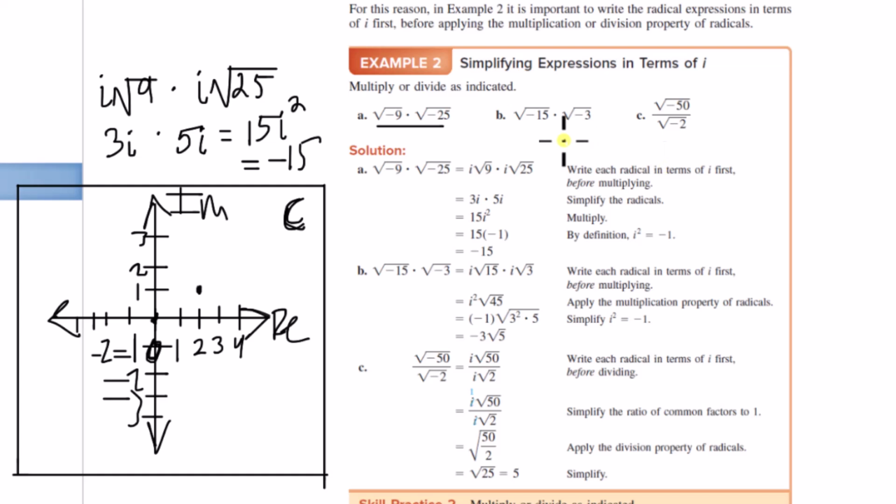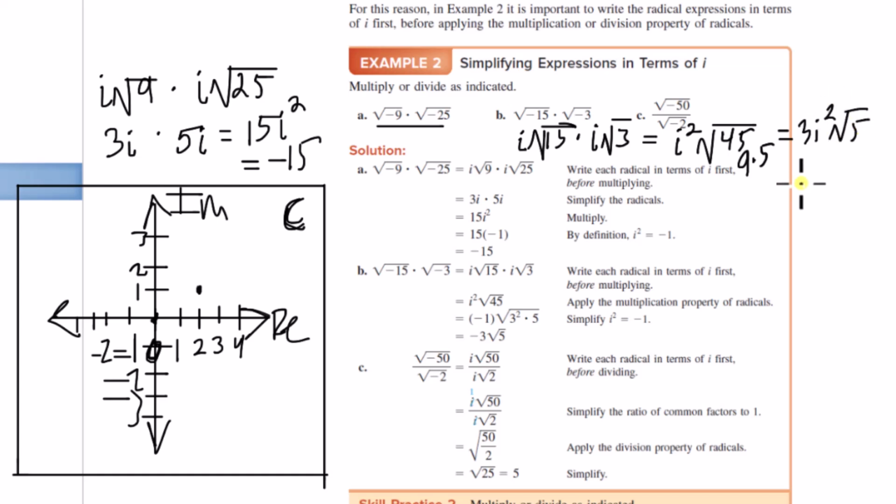Okay, what about the principal square root of minus 15 times the principal square root of minus 3? Let's take out an i before we do anything. But now here, let's go ahead and multiply, apply the product property of radicals. So 15 times 3 is 45. So 9 times 5, we've got 3i square root 5, minus 3 root 5.